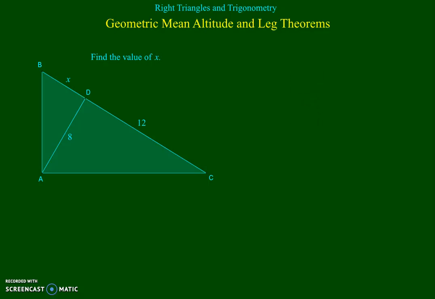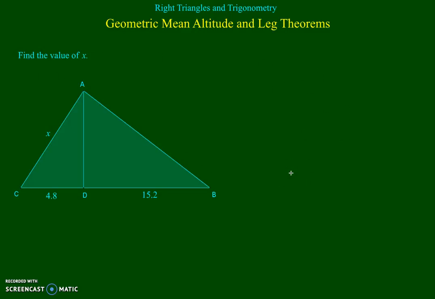And in this case, we know what the geometric mean is because the altitude is the geometric mean. So here we have the proportions set up. The geometric mean is 8 because that's the altitude, and it's the geometric mean of the segments on the hypotenuse, so x and 12. So x equals 8 times 8, which is 64, divided by 12, which simplifies to 16 thirds. So that was a relatively straightforward one. Let's move on to the next problem.